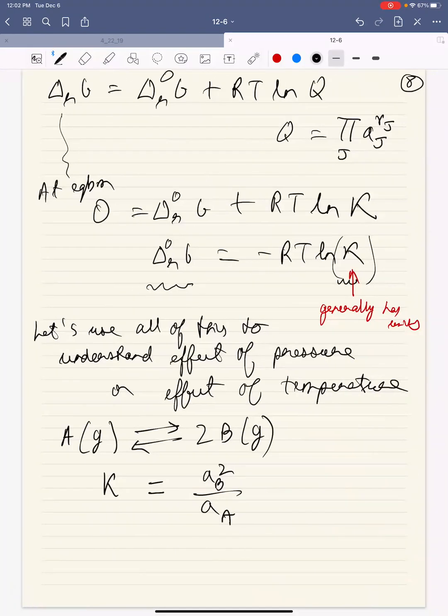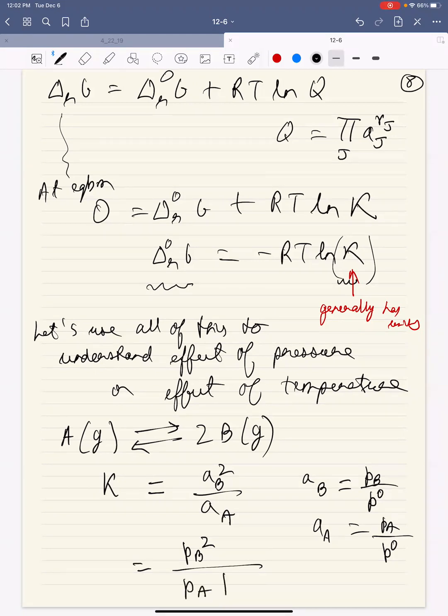So this is AB squared over AA. If it's a perfect gas, what can we say about AB? The activity is going to be the partial pressure of B divided by some reference pressure P naught, right? AA is the partial pressure of A divided by some reference pressure P naught, right? So now let's put these values in K. We get PB squared divided by P naught squared multiplied by P naught divided by PA, right? So this will be PB squared divided by PA multiplied by P naught. And it's the equilibrium. So what we are saying is that the equilibrium coefficient is the value of these things at equilibrium, right? You calculate the pressure of B, square it, you divide by the pressure of A, and you have your reference pressure.